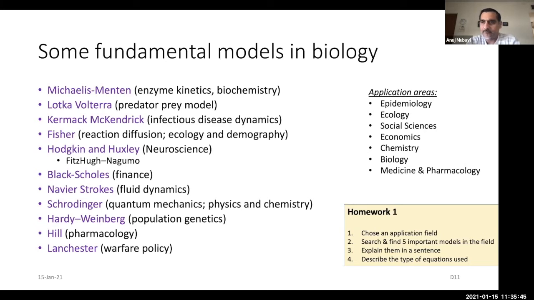So there is a homework problem for you all that I would like you to work on. Choose one application field. I've listed some of the fields: epidemiology, ecology, social science, economics, chemistry, biology, medicine, and pharmacology. Search for 5 important models in the field. Name the 5 important models in that field. Google search it. And then explain them in a simple sentence, what these equations are talking about. And describe the type of equation, whether it is a discrete equation, differential equation, or partial differential equation. Describe that. Is the homework clear, guys?